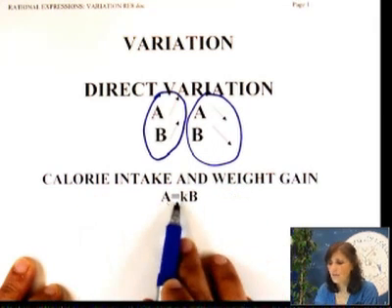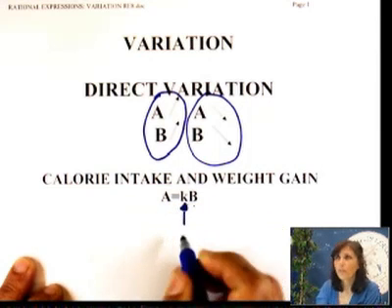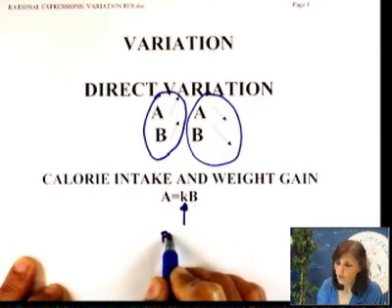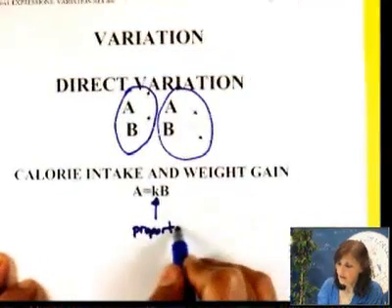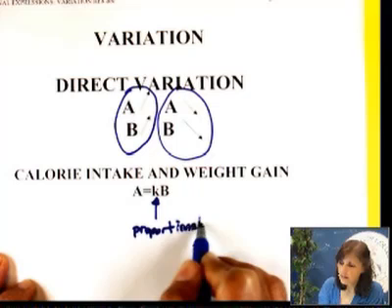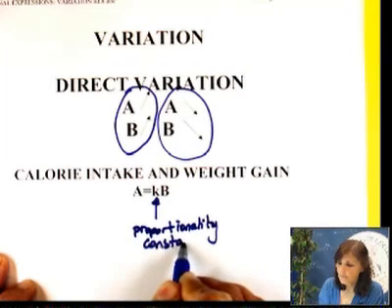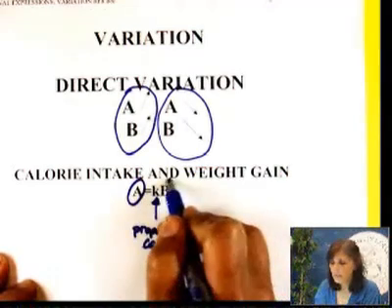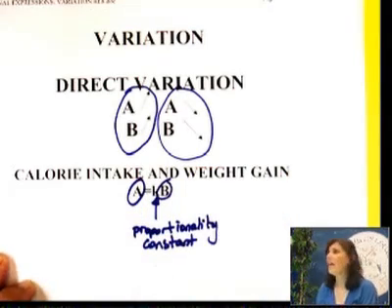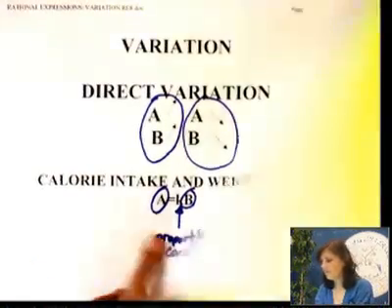So A equals K times B. This one is called the constant of proportionality, the proportionality constant. Okay? And A is one of your parameters and B is the other parameter. A equals K times B. Direct variation.